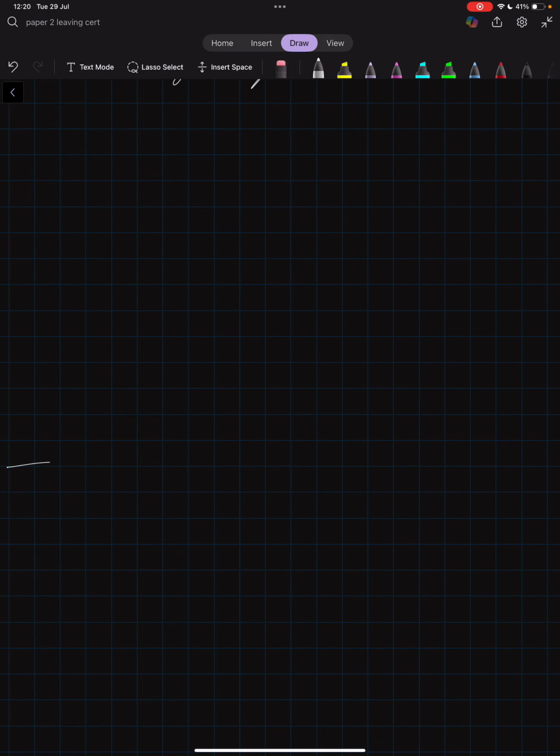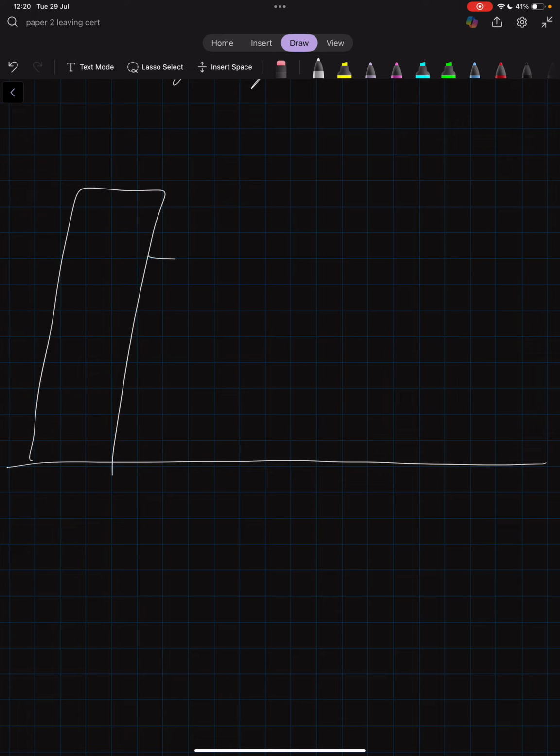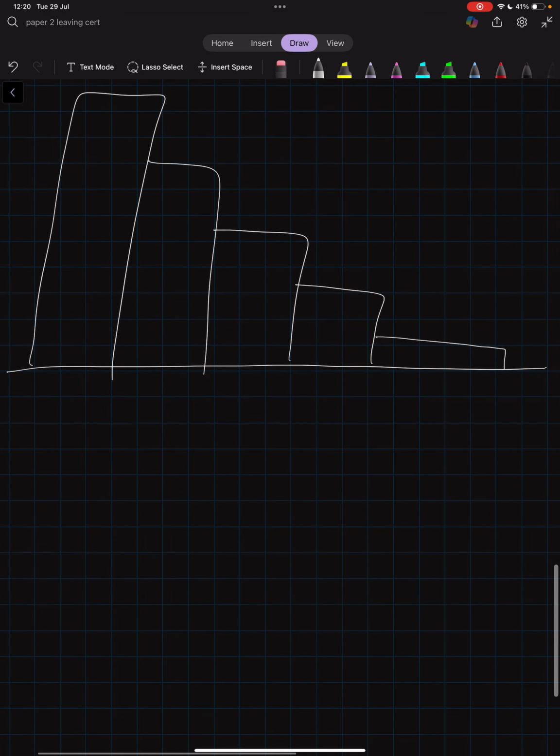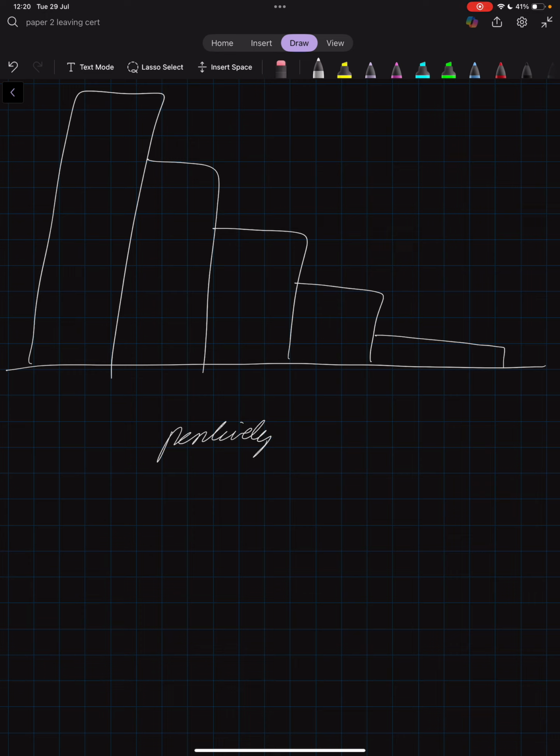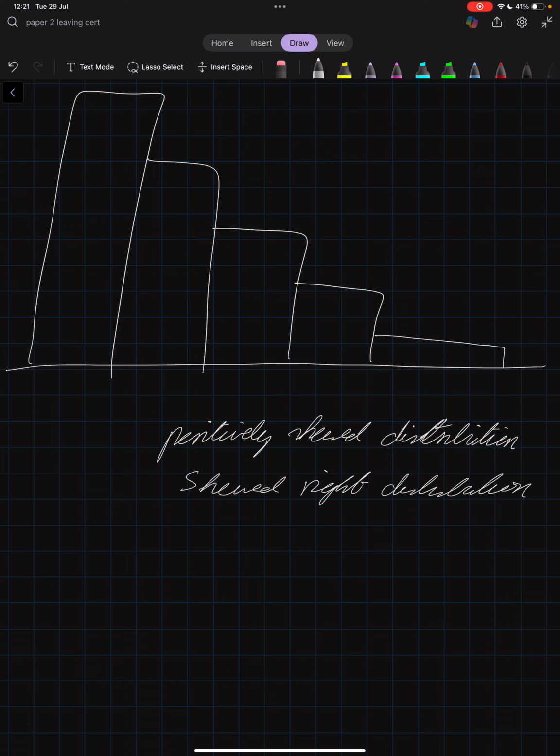And then you can probably guess if it's the opposite way, like this, then this would just be a positively skewed, or a skewed right distribution. So that's just how you would describe the different charts like this.